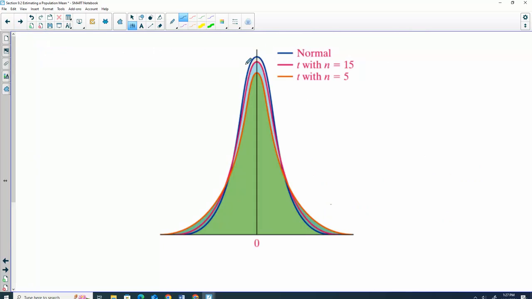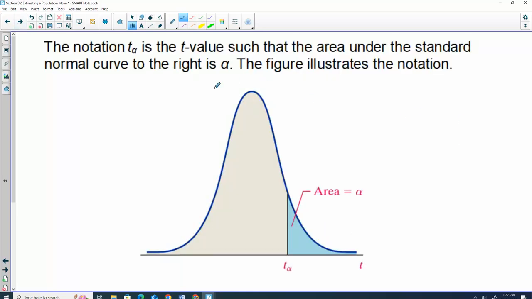So this blue line is the normal curve. Then we have the t when n is 15, t when n is 5. So we can see when n's getting bigger, it's approaching normal. And we know if it's 30 or more, it would actually be considered normal. Notation, just like yesterday, we were using z alpha. So we have t alpha notation. The t is just saying we're talking about the t distribution. Alpha is still area to the right. So that notation didn't change, just a different variable.